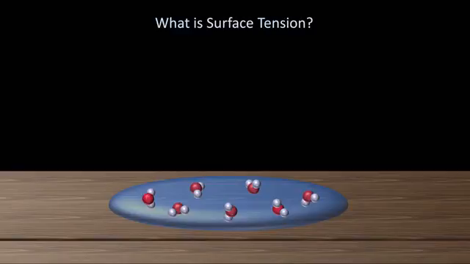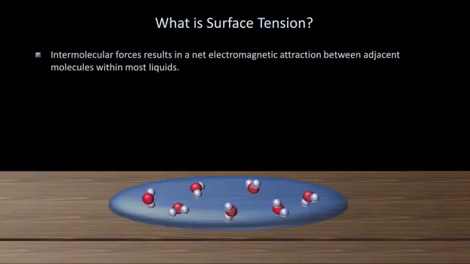Of course, this doesn't happen, but why doesn't it? It's the consequence of the intermolecular forces that were first mentioned in Lesson 10 on viscosity. Although some of these forces are sometimes pulling and sometimes pushing molecules around, overall, there's a net electromagnetic attraction occurring between adjacent molecules in most liquids. This attraction pulls the liquid together until an equilibrium is reached with other forces, in this case gravity.